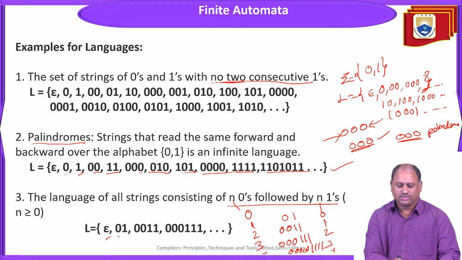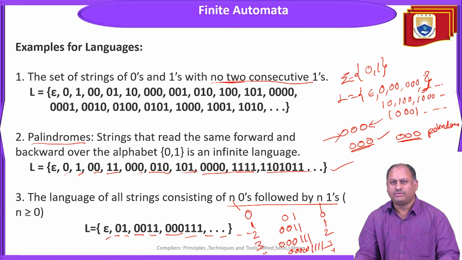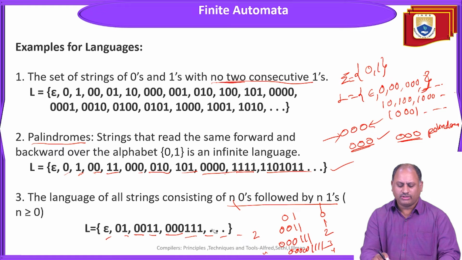Like that, based on the n value, number of zeros, 1 times 0, 1 times 1; 2 times 0, 2 times 1; 3 times 0, 3 times 1; 4 times 0, 4 times 1; 5 times 0, 5 times 1. Like that, n zeros followed by n ones. So it is also an infinite language where n is greater than or equal to 0. So there will be many strings.